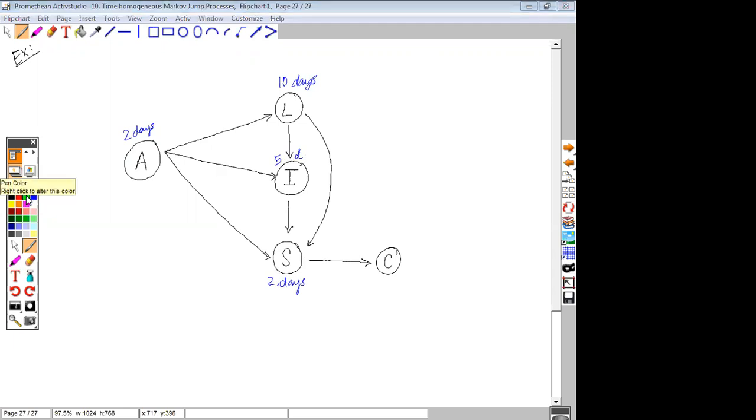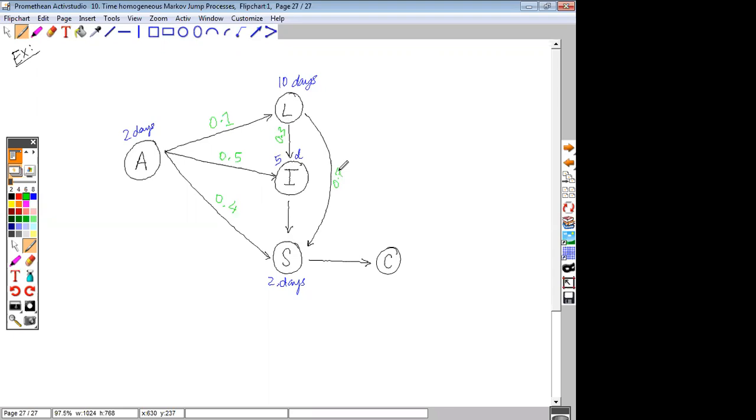So these are the times that we expect to remain in each state. And C, you will stay there forever, because once it's completed, the process is completed. The other information that we have is what percentage of A we expect will go to L, to I, and to S. So they are saying 1 in 10, so this is just going to be 0.1, this is 0.5, and this is 0.4. These are the probabilities with which your claims will go from A to either L or I or S. And from L to I it's 0.3, and from L to S it's 0.7.